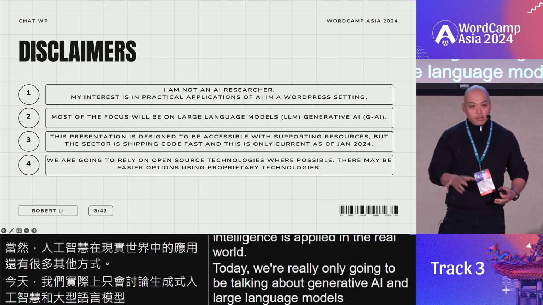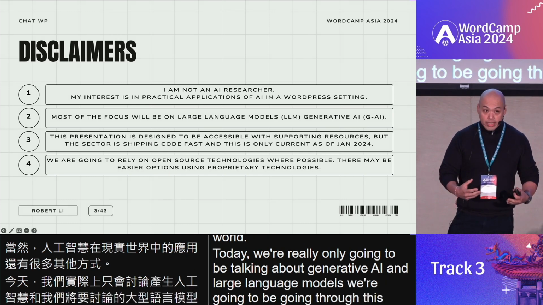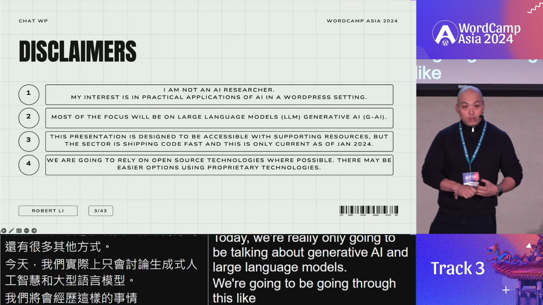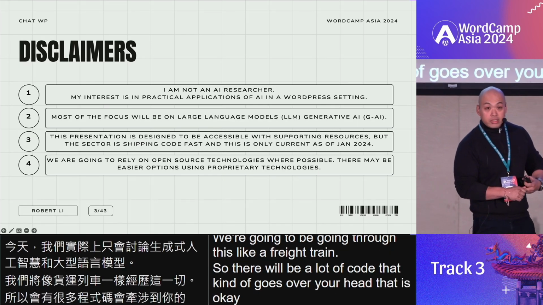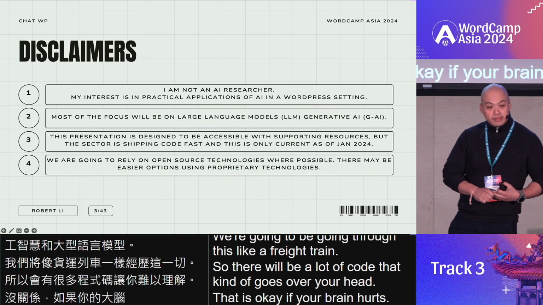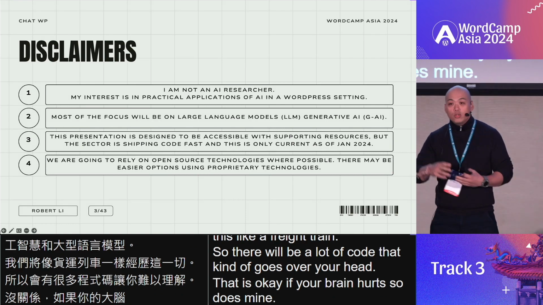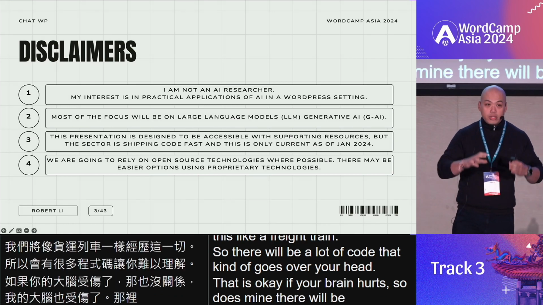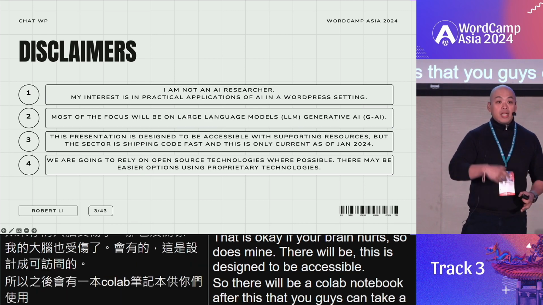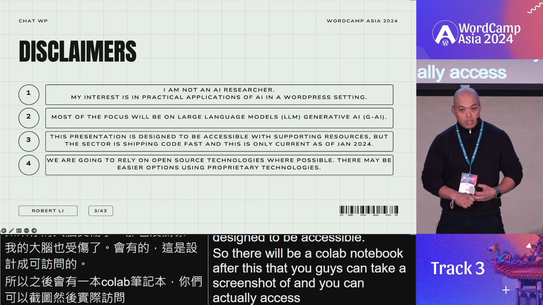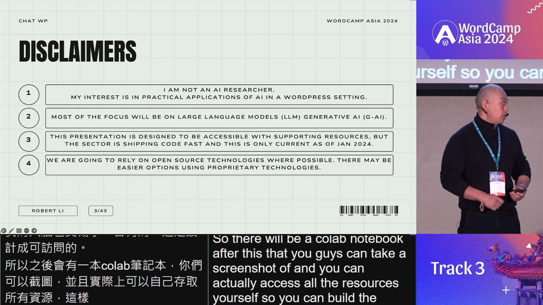We're going to be going through this like a freight train, so there will be a lot of code that kind of goes over your head. That is okay. If your brain hurts, so does mine. This is designed to be accessible, so there will be a Colab notebook after this that you guys can take a screenshot of, and you can actually access all the resources yourself, so you can build the same thing that we built here.